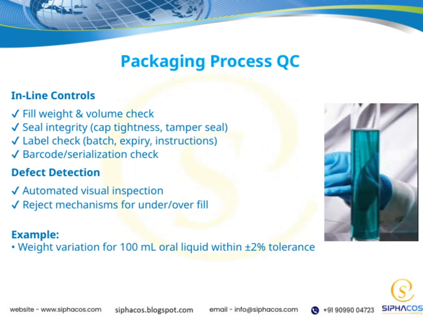Moving on to defect detection, automated visual inspection plays a vital role in identifying any visible defects or inconsistencies. We also have reject mechanisms in place for underfilled or overfilled containers, ensuring only products that meet our standards reach the customer. For example, with a 100 ml oral liquid, we typically allow a weight variation within plus or minus 2% tolerance. This consistent control helps us maintain product quality and safety throughout the packaging process. Overall, these controls and detection methods are key to maintaining the integrity and reliability of our packaging.